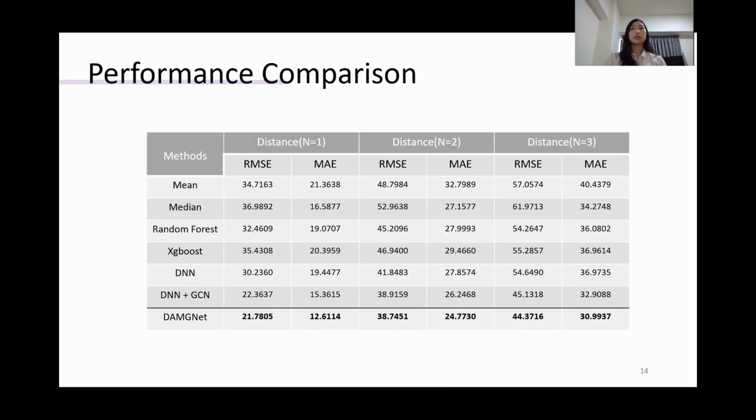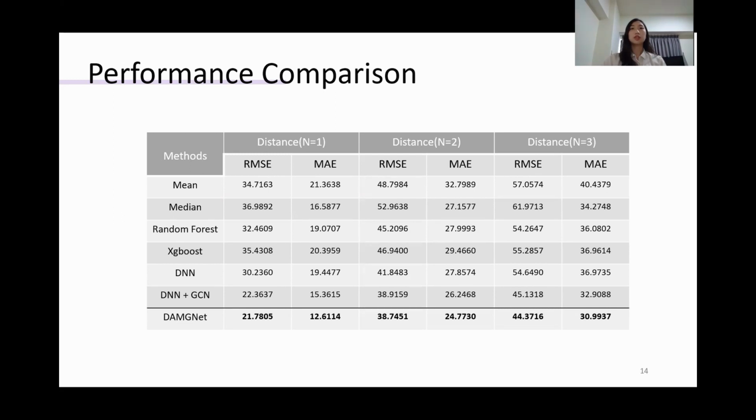We evaluate the performance of our DMGNet and compare it with the baseline models. In traditional statistical models, the mean and median of historical data are selected as the comparison methods. The performance of the historical median is more robust and relatively stable compared to the historical mean.